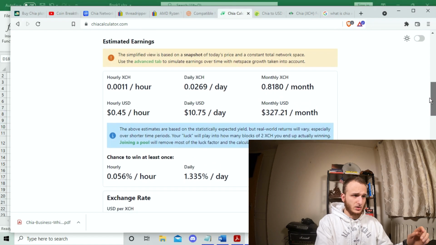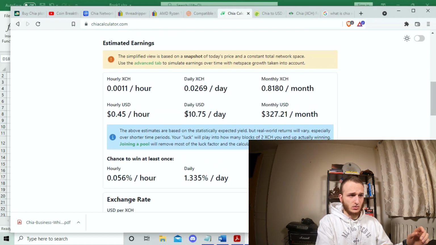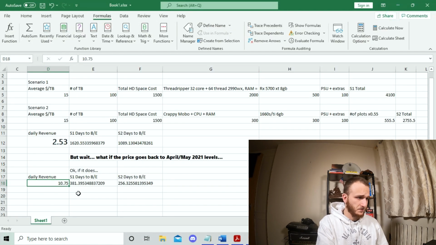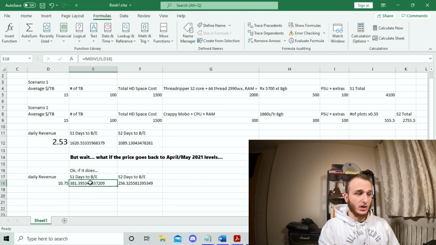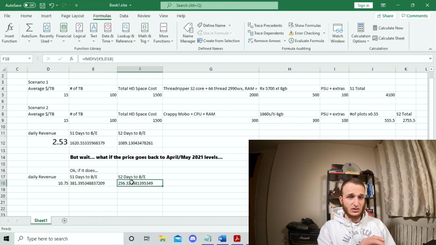So yeah, it brings it to $10.75. So that proves my calculation wasn't bullshit. And so for scenario one, that brings it down to just over a year, so 381 days. And then for scenario two, it's well under a year, so that's just over 8 months, 256 days, just over 8 months.